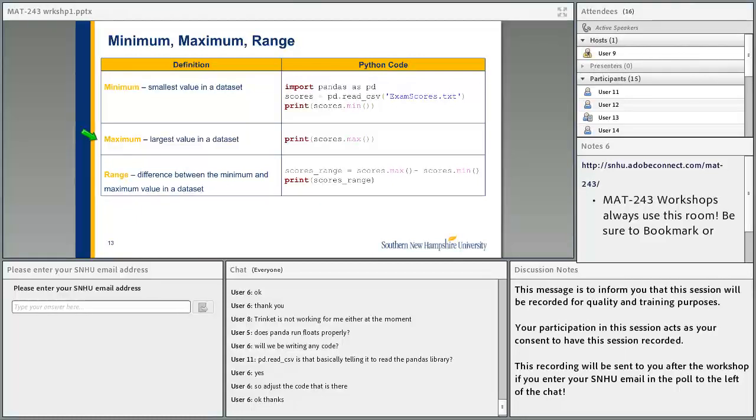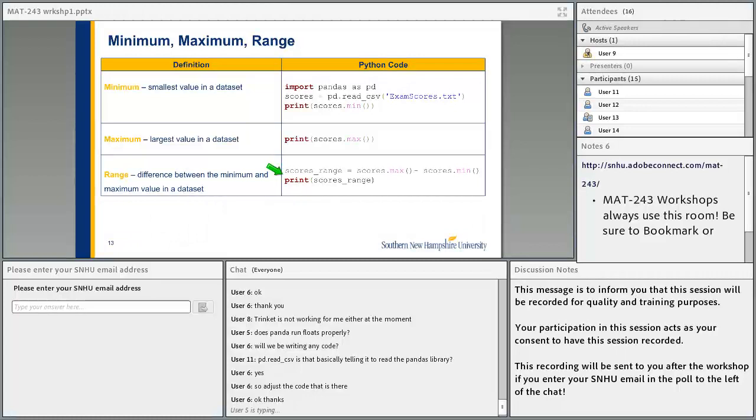So the minimum value is the smallest value, the maximum is the largest value. The range will be the difference between the two. So if you look at the Python code, scores.min would give us the minimum value. print scores.max will give the maximum value.